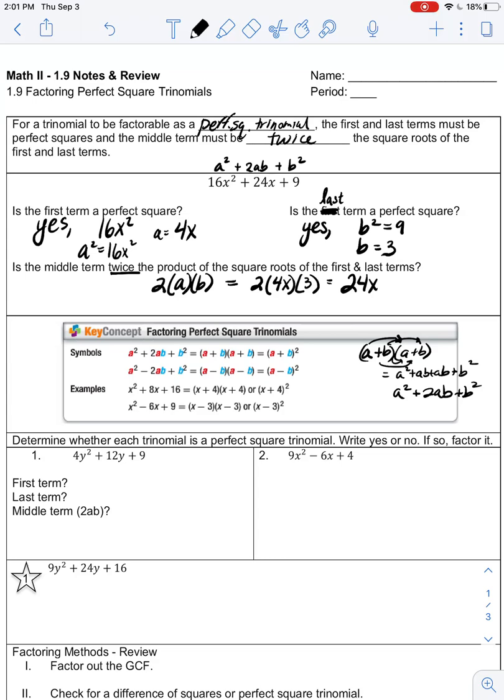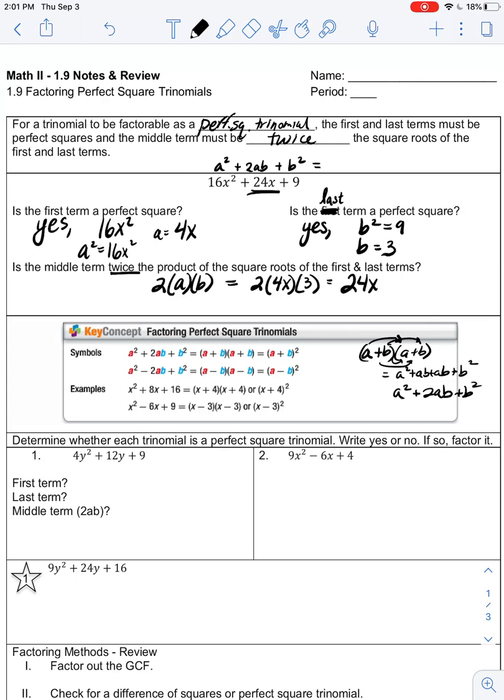Okay, so that's what we got. Yeah, so it is 2 times the square roots of the first and the last terms. So because it's a yes to all 3 of those things, that means that it is a perfect square trinomial, and we can follow this pattern.